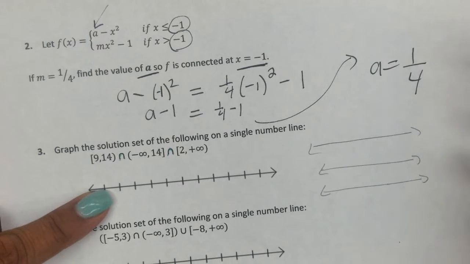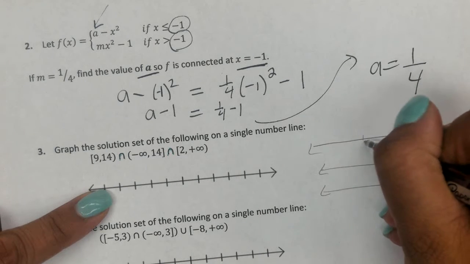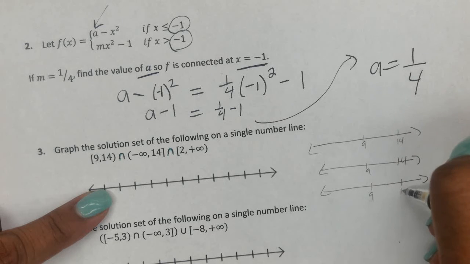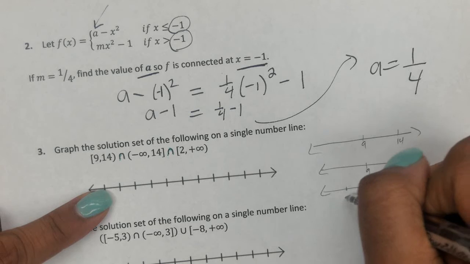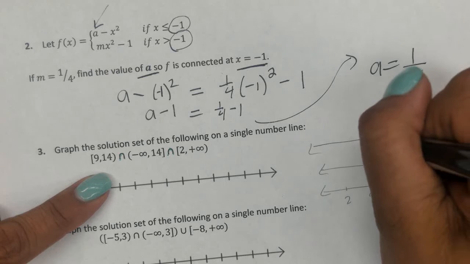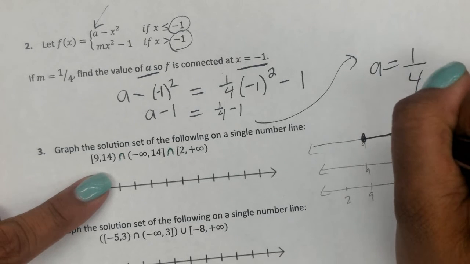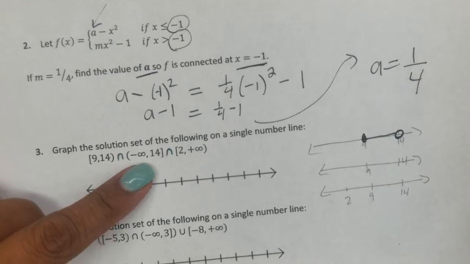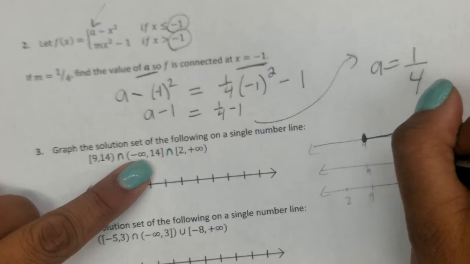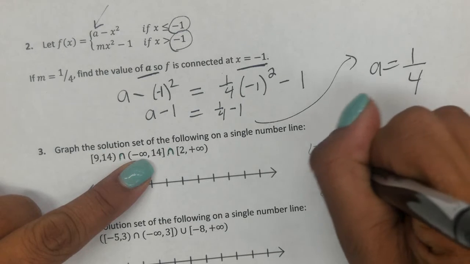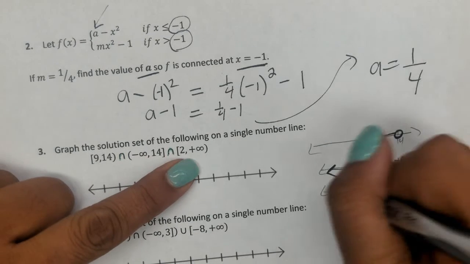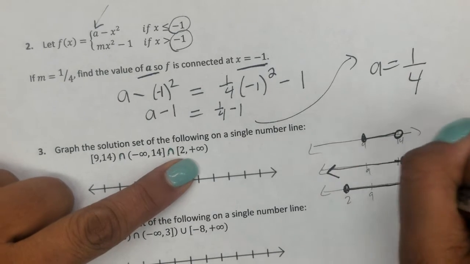So I'm just going to eyeball 9 to be here, 14, 9, 14, 9, 14, and I think I might need a 2 somewhere. So here's my first one from 9 to 14, closed circle on 9 and an open circle on 14. Let's go on from -infinity to 14. So I want a closed circle on 14. I want all values less than 14. And the last one, I want a closed circle on 2, and I want all my values greater than 2.